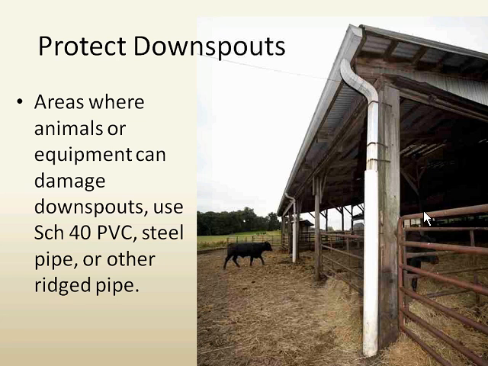Protect downspouts where animals or equipment can damage them. Here in this picture, these downspouts are in an area where cattle have access to. Cattle could easily dent aluminum or galvanized steel downspouts. So what you do is you put those discharging into a steel pipe or Schedule 40 PVC or some other rigid pipe that can withstand the animal or other equipment bumping into the downspout.